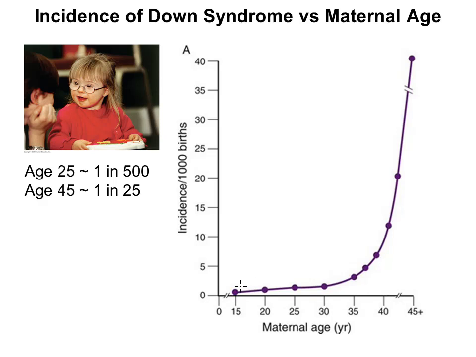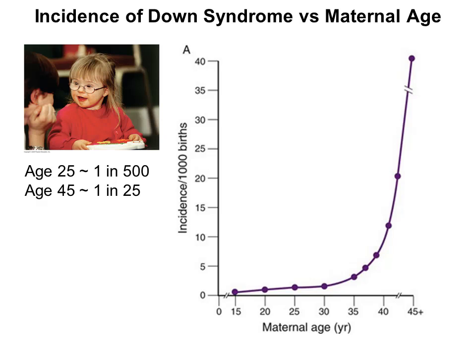What you see is that up to about age 25, incidence of Down syndrome is pretty low, about 1 in 500-ish. But as mom's age goes up, by the time you get to age 45, the incidence of Down syndrome has gone up hugely and is about 1 in 25.